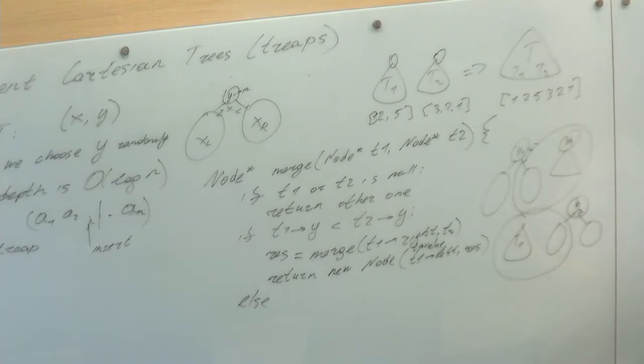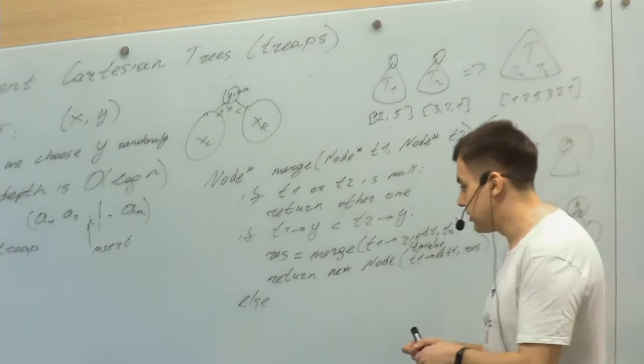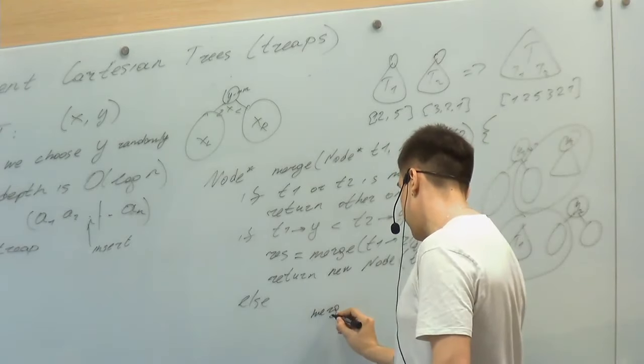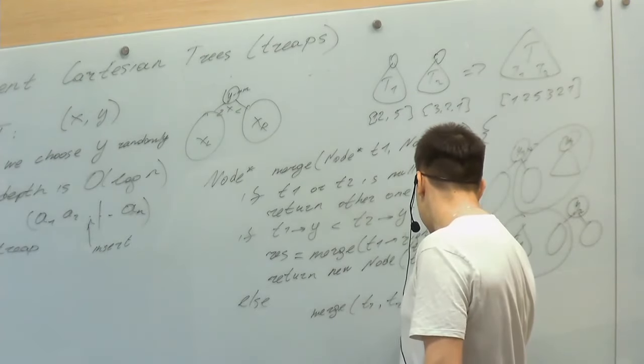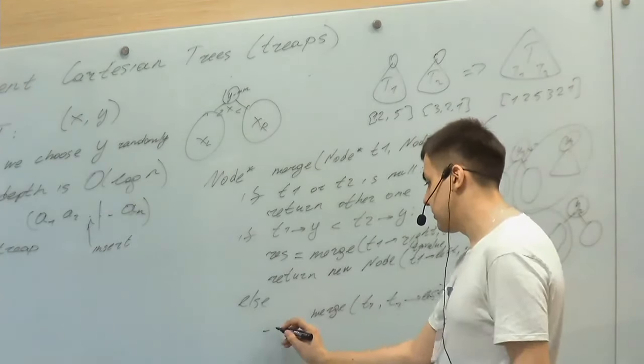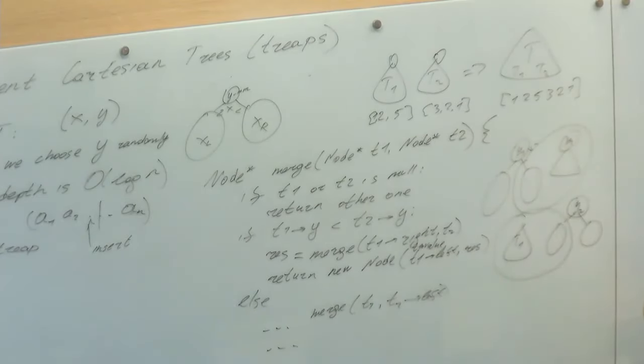Because in Cartesian trees, we usually don't store the information only in leaves, like in a segment tree, but all the intermediate nodes also store some information too. Otherwise, we do merge of T1 and T2 left, and then we do the same. So this is the persistent tree, and well, the split is pretty much the same, right?